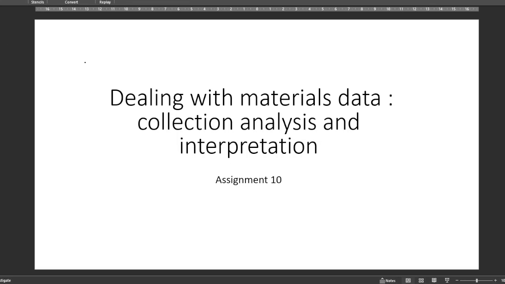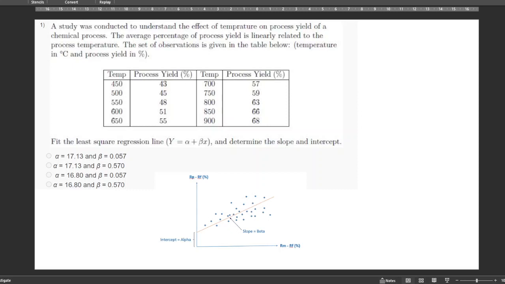Hello friends, today we are going to discuss assignment number 10 from the Dealing with Materials Data: Collection, Analysis and Interpretation course. So let's go to the first question directly.